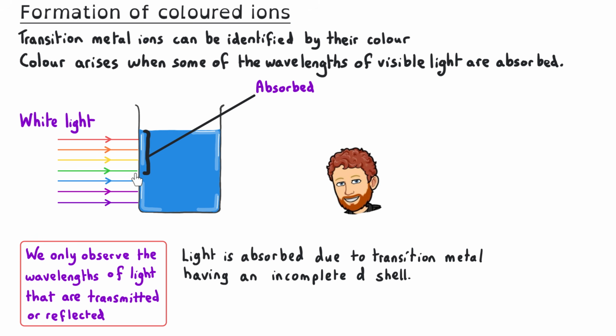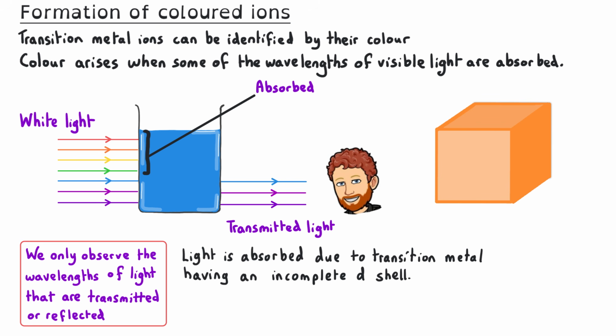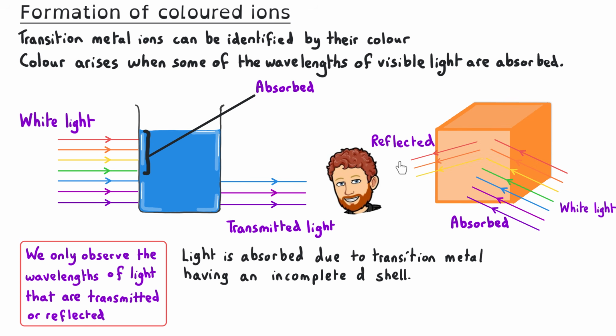And so, if red, yellow and green light are absorbed, the remaining transmitted light will appear blue, as it is the complementary colour. This works with reflection from solid samples too. When white light is incident on a solid object, if violet and blue light are absorbed, the remaining light will be reflected, and the observer will see the object as being orange. And so solutions will transmit the light that is not absorbed, and solid samples will reflect the light that is not absorbed. And this absorption is due to the transition metal having an incomplete D subshell.